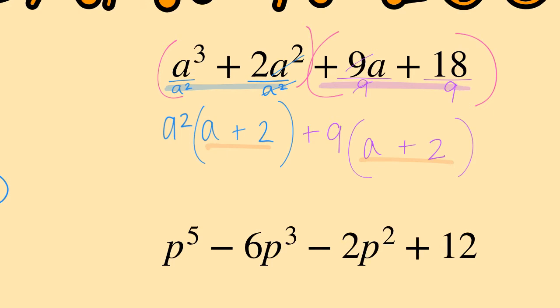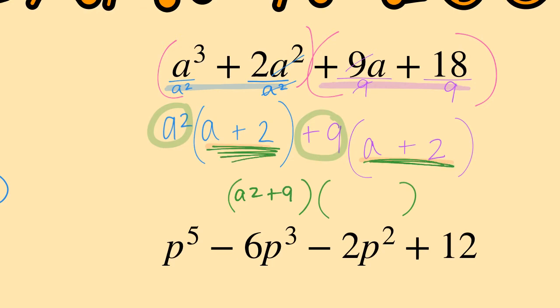So let's go ahead and write out our 2 factors. And again, I usually put this one first. I usually put these outside terms in first. So a squared plus 9 would go in one of them. And in the other one, we're going to put whatever they have in common. So that a plus 2.